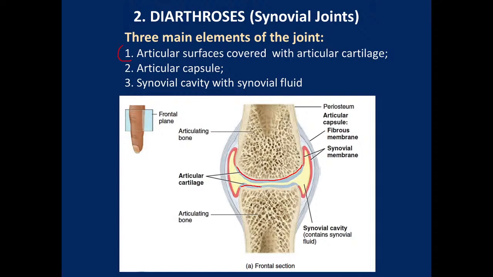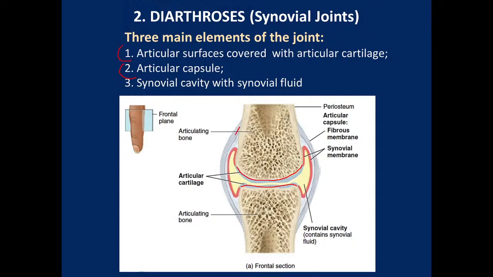Usually, at least, they distinguish two articular surfaces between two bones. Sometimes it may be 3, 4, 5, but at least the minimal number of articular surfaces should be 2. Then the second main element of the joints is articular capsula.